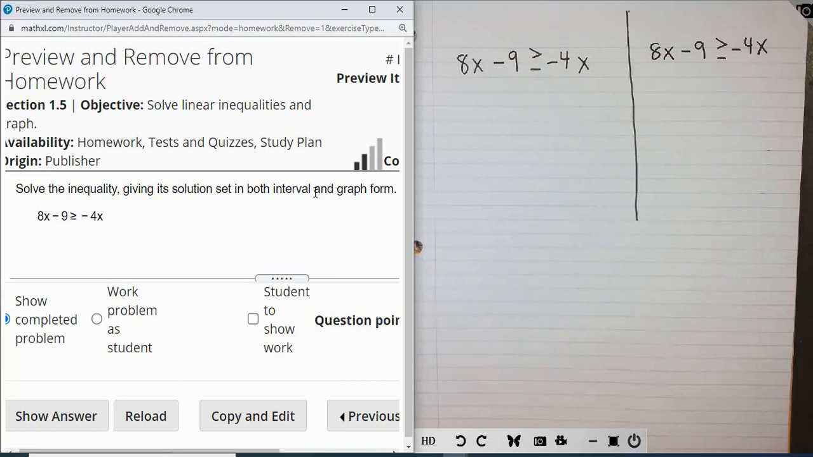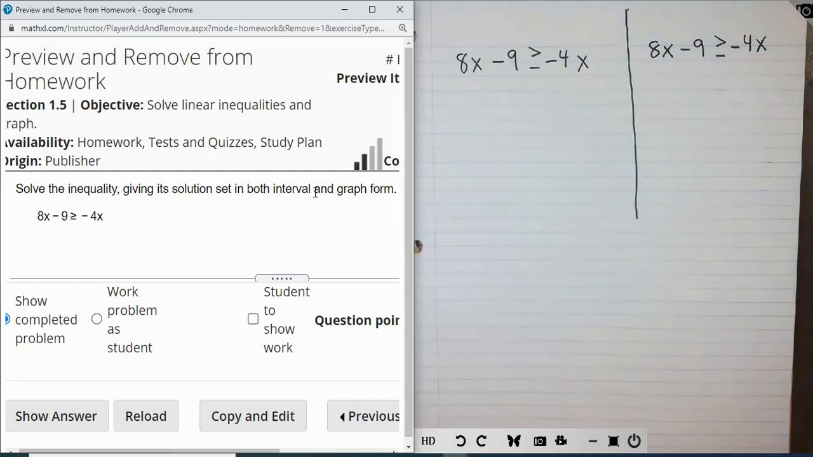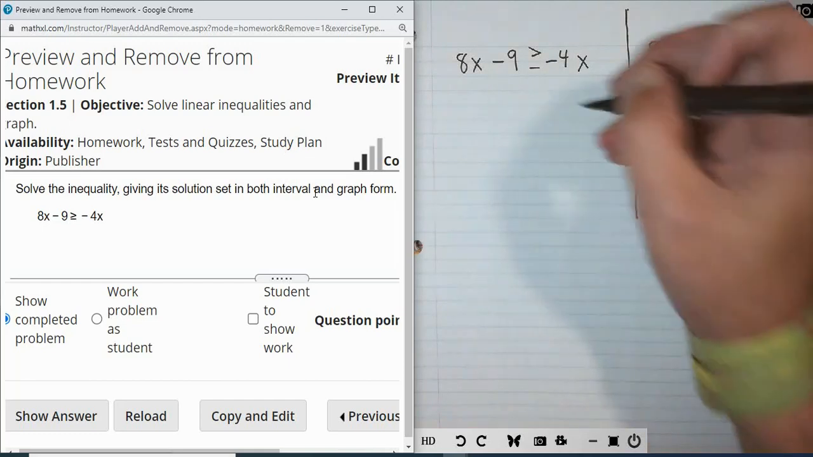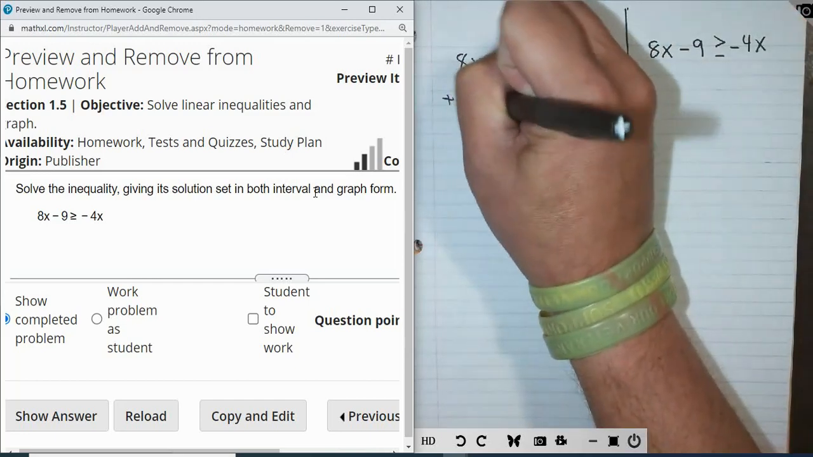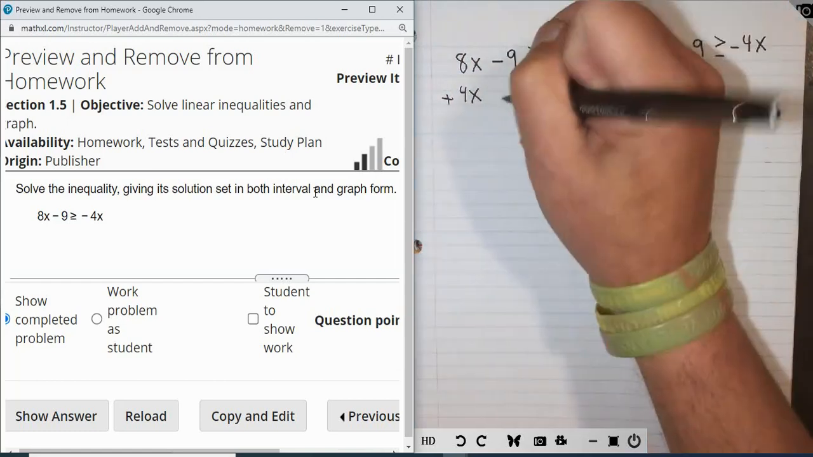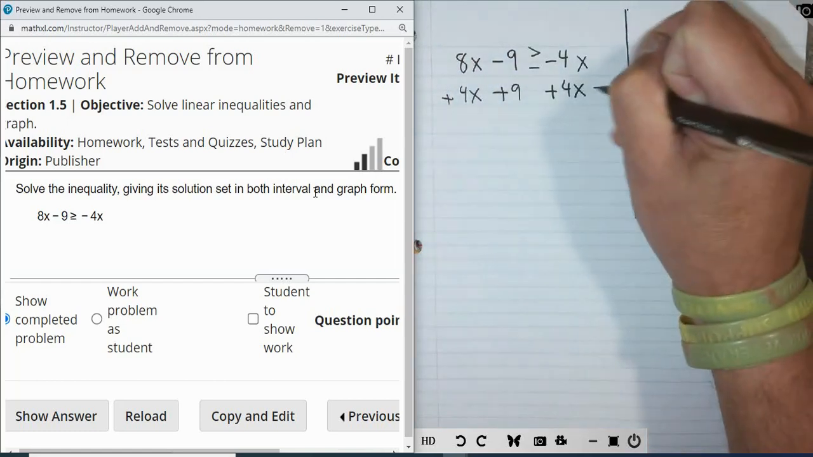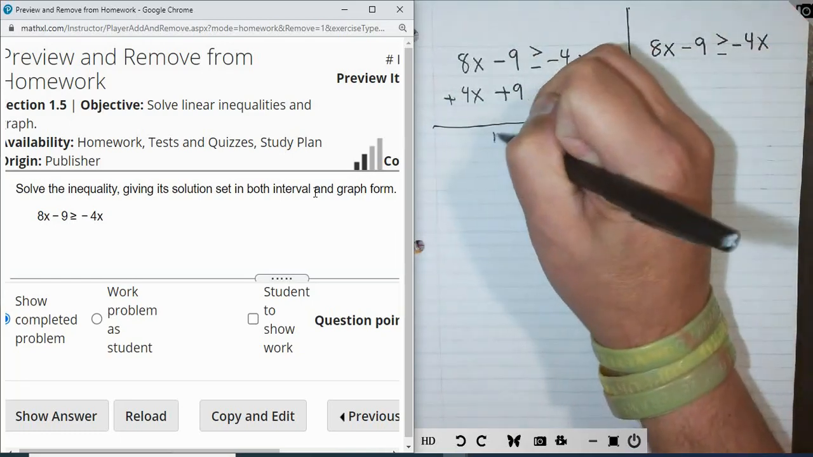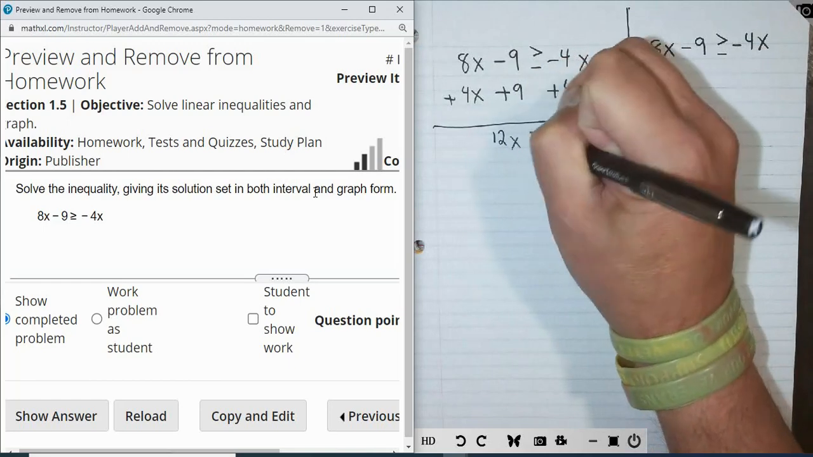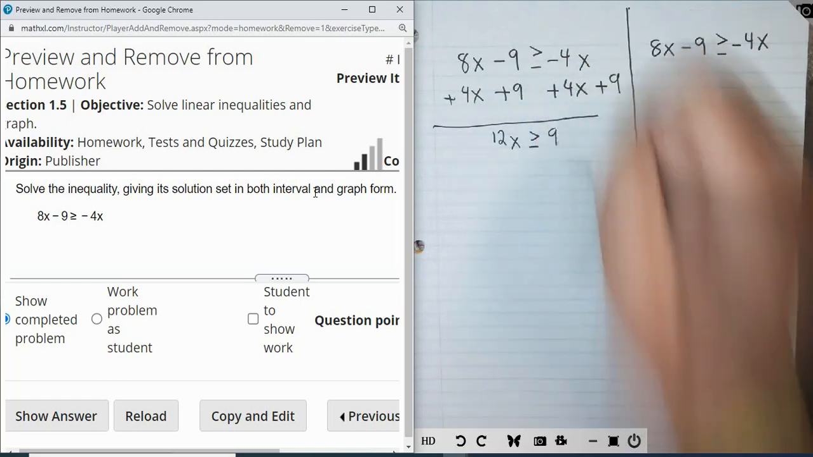Let me show you the easiest way that I think to do this one, and that is to move the x terms over to the left and the constant terms over to the right. So what I would end up doing there would be adding 4x to both sides, and then I would add 9 to both sides. All right, and what I would end up with here is 12x greater than or equal to 9, right?